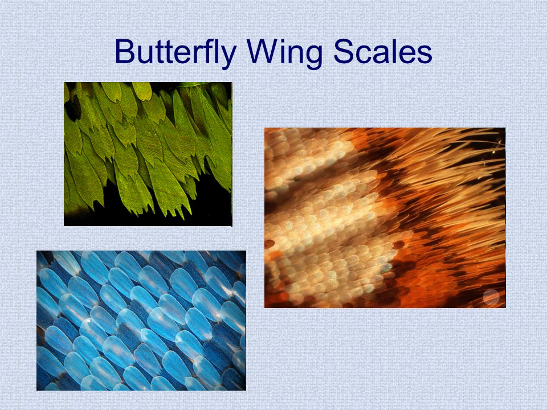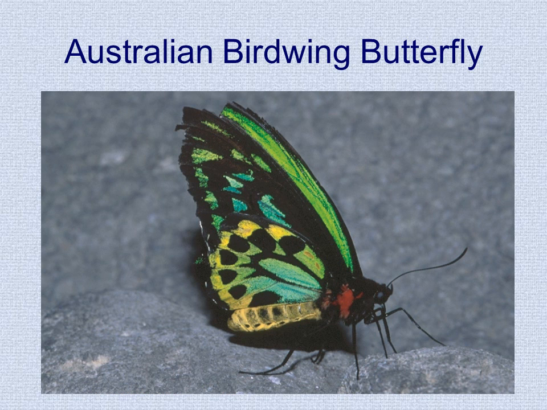Now here's some pictures of some different butterfly scales, some green ones, some sort of bluish green ones, and some kind of yellow and orange ones. Very complex. You can see all of the little scales on the butterfly wing. Very important. Here's an Australian birdwing butterfly, and you notice all of the different colors that this butterfly has.